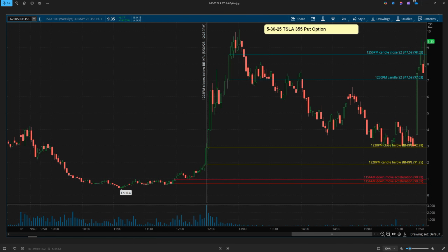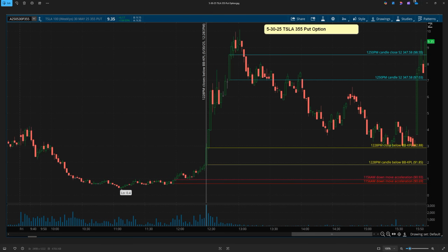And of course, at the end of the day, we also had a big move up again, and it closed near 9. So as you can see, we had a move up here to 10. It moved back all the way down to about 3, and then at the end of the day, we had a sell-off, and it moved back up to 9.